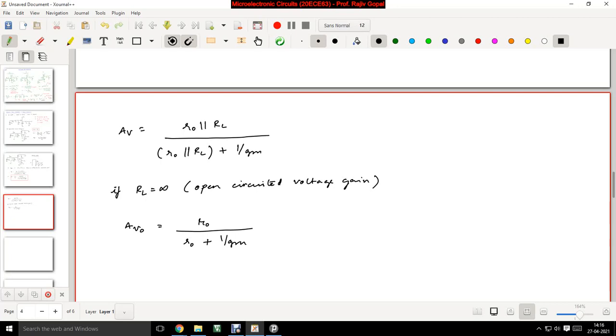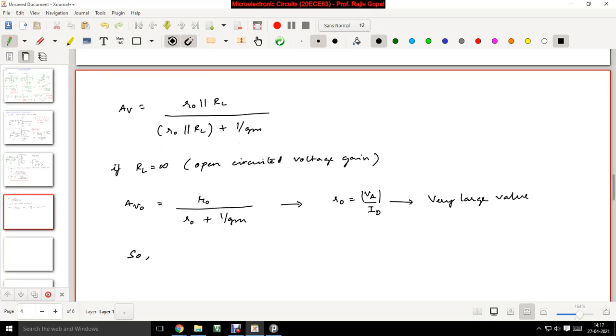But here R naught is a value which is actually VA by ID, if you remember. It comes from the output characteristics, so it is a very large value. When you compare it with 1 by Gm, R naught is very much greater than 1 by Gm. Then in that case I can simply ignore 1 by Gm. So AV naught will be actually 1.